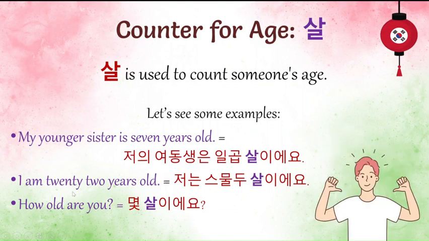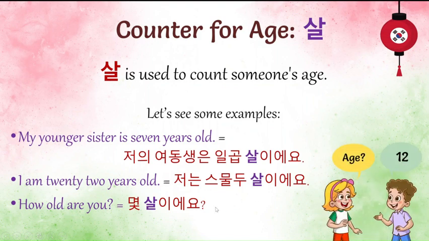Next is I am 22 years old. 저는 22살이에요. Here we are talking about myself, I. So I is the noun that you are counting. You're counting the age. So age is 22. 22 in Korean is 스물두. And the counter for age, 살, with the verb 이다, 살이에요. Okay?